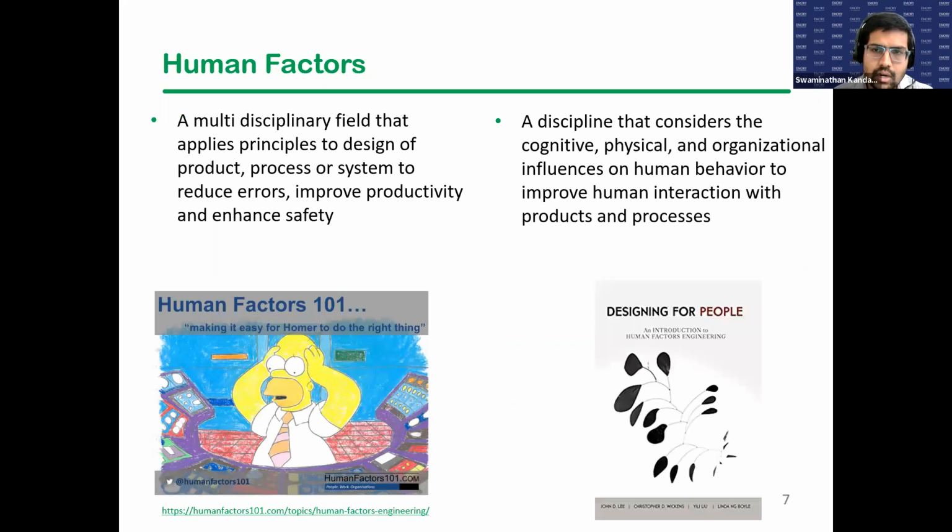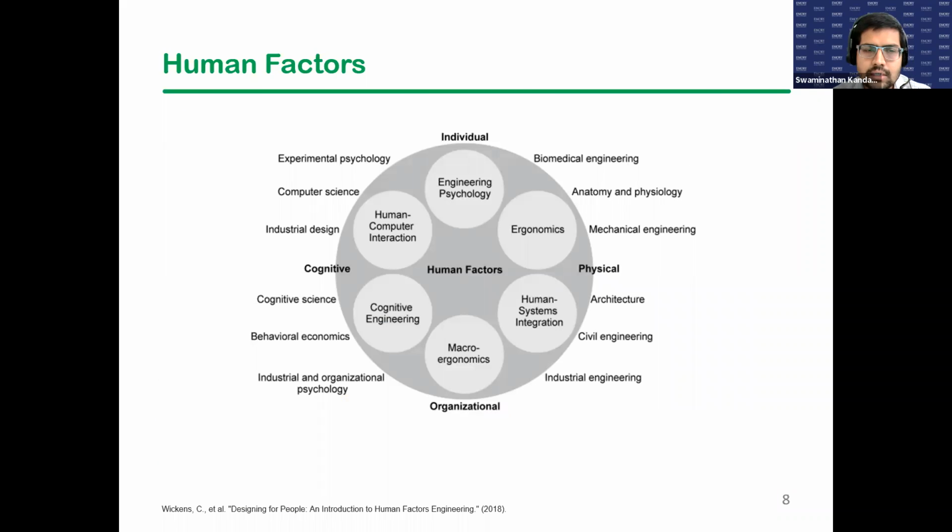And to start with, what is human factors? Human factors is a scientific study that seeks to understand the capabilities and limitations of human performance, and its application is to use that knowledge to design systems and processes in order to minimize errors. So it draws from a lot of other disciplines, like engineering, psychology, economics, and so on.